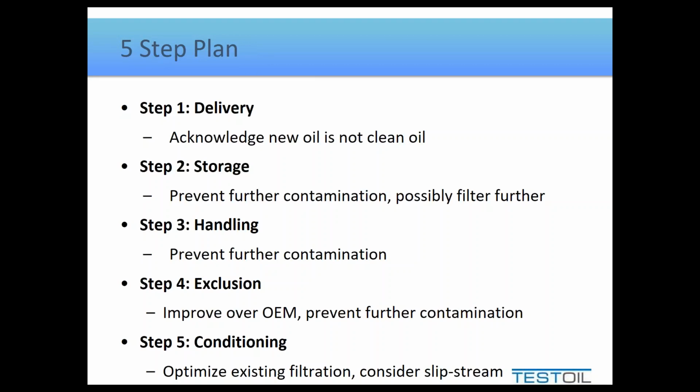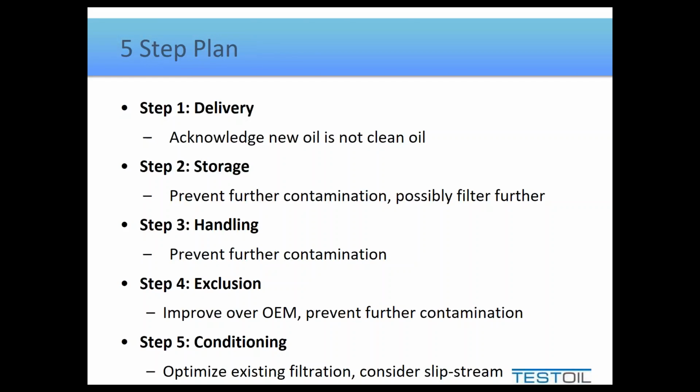Once we actually need the lubricant and we're pulling it out of storage, we must once again start looking at those tools and say, are they being used in a way that's going to prevent it from getting any dirtier? And perhaps we can again make it one step cleaner. By the time it's in the lubricated component, now we talk about exclusion. What are we doing that is keeping it from getting any dirtier? And then step number 5 is conditioning. What are we doing that perhaps is going to help clean it up?